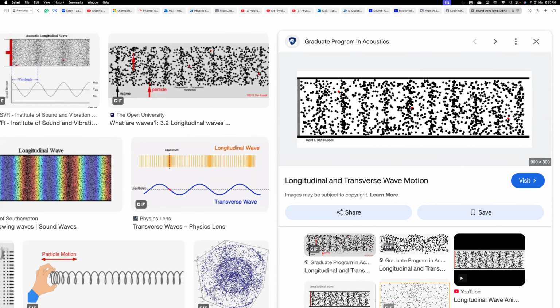And what is the angle between the wave propagation and the medium vibration? They are parallel to each other. Therefore, sound wave is considered to be a longitudinal wave. I repeat, a longitudinal wave is a wave in which the medium vibrates parallel to the wave propagation. Therefore, sound wave is an example of a longitudinal wave. What about a transverse wave?